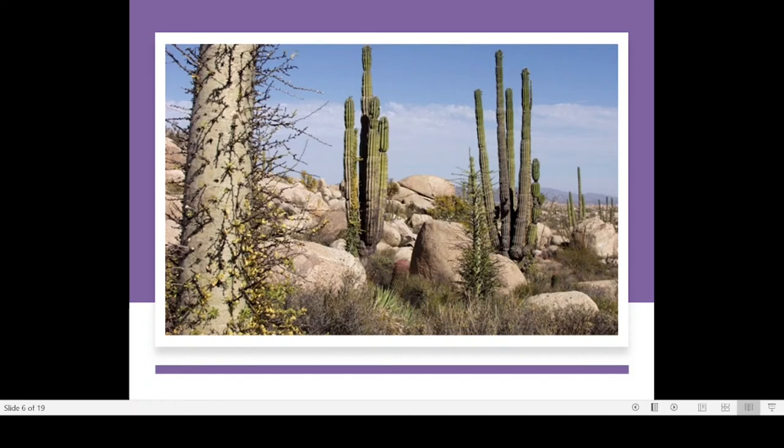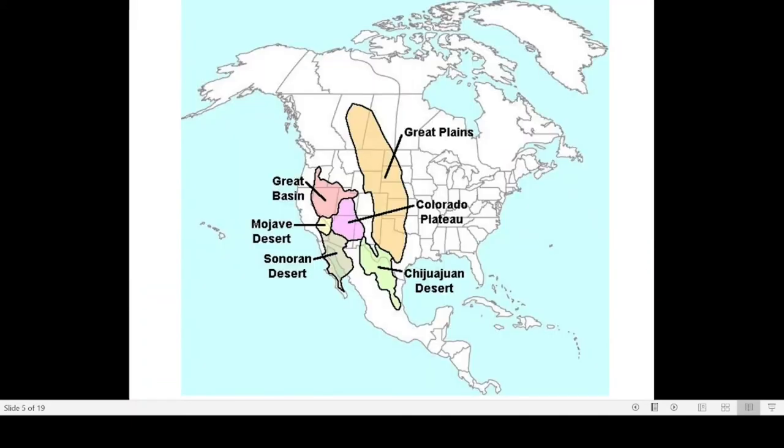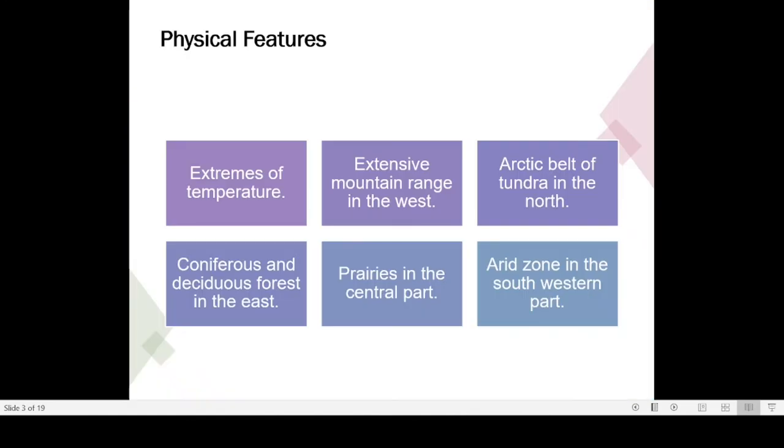The Californian desert is also a very dry desert, and also the Sonoran desert. These are some of the important regions present in North America. Then another feature is the presence of coniferous forest.